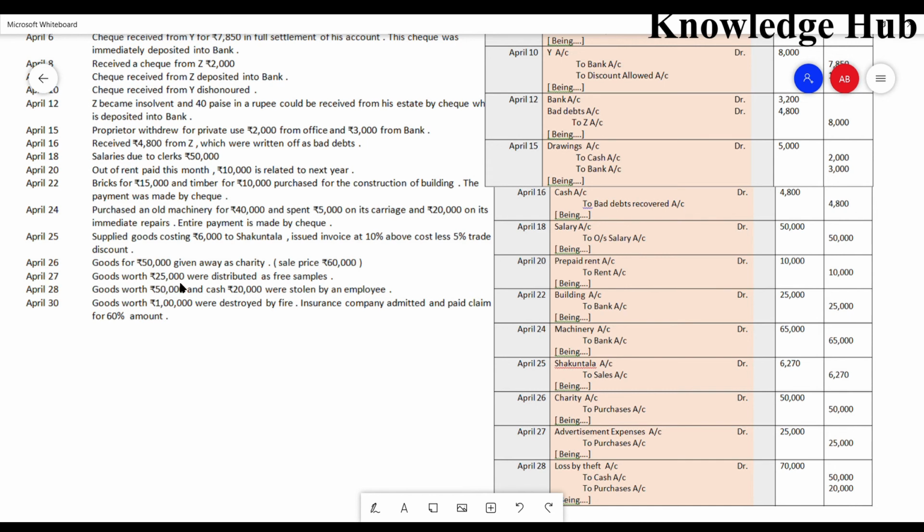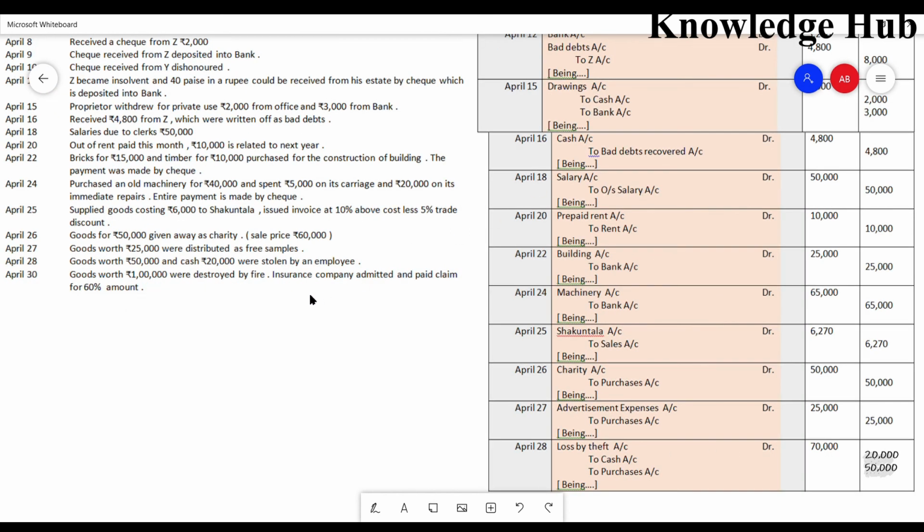Goods worth 25,000 were distributed as free samples. Any distribution of free samples is an advertisement. This is an expense on advertisement. So being an expense, it is being debited. So advertisement account debit to purchases account, that is 25,000. I am giving away my goods as samples. So this reduces my stock. But this is not sales. Hence, I credit my purchases account. So let us move into the next transaction.